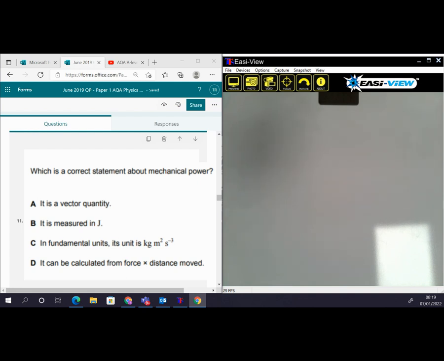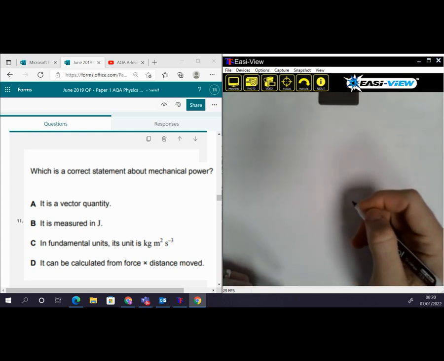It can be calculated from force times distance, or force times distance is work done. So although that might be one step in a calculation, in terms of that being a good answer, I can't work out power from just force times distance moved. I would need time there as well. So none of them are correct, apart from possibly C, and C I would need to work out.